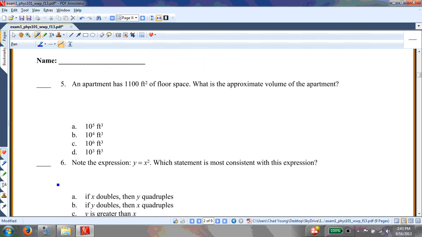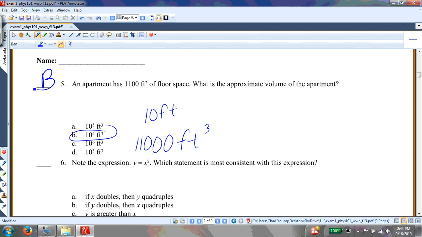Apartment has 1,100 square feet of floor space. What is the approximate volume of the apartment? All right, so we need to know what is the height of the apartment. And let's just say that it's 10 feet. That the height is 10 feet. And so 10 times 1,100, that's 11,000 cubic feet, or 10 to the 4 cubic feet. So number 5 is B.